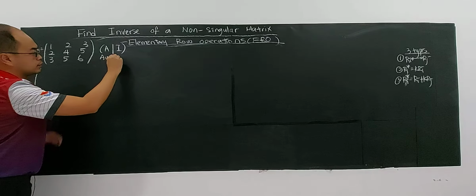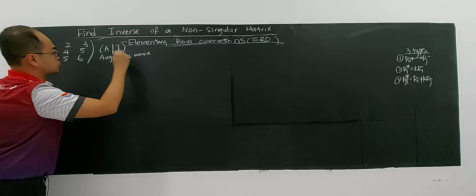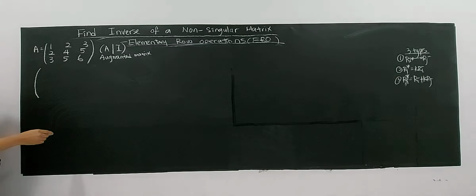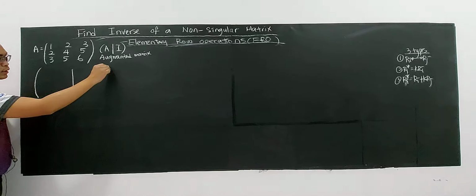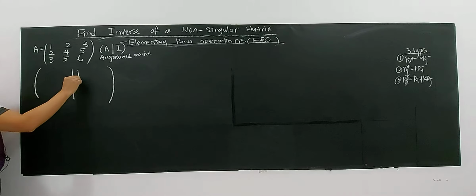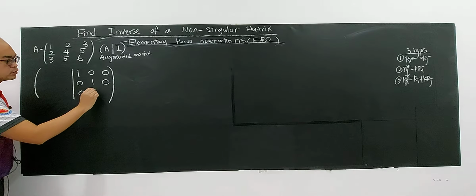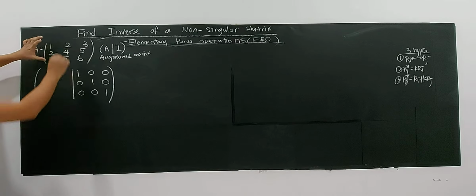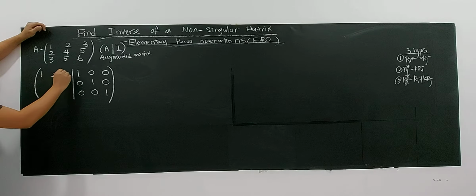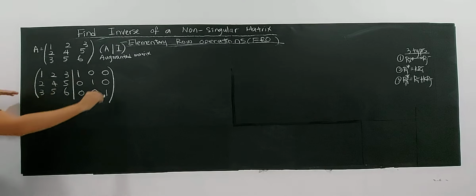We set this one to be the augmented matrix, which is used in order to find the inverse of a non-singular matrix by using elementary operations. So first you put this: here will be your identity, 1 0 0, 0 1 0, 0 0 1. So this is the meaning of I here. The A here is where you put all the values inside this matrix: 1 2 3, 2 4 5, exactly the same, into this augmented matrix. This is your augmented matrix.